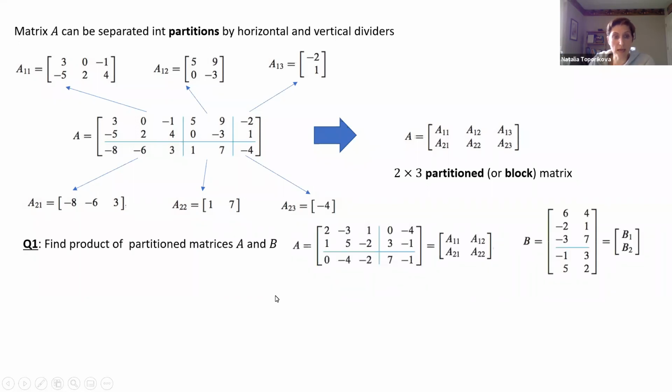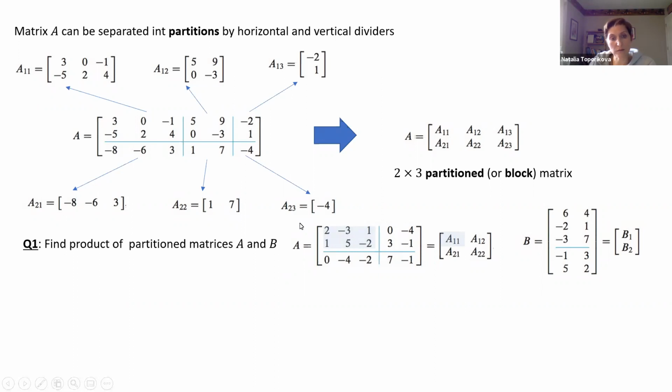For example, let's take two matrices A and B, and we partition our matrix A into 4 submatrices, A11, A12, A21, and A22, and our B we just slice horizontally into 2 parts. So B now became a vector consisting of 2 blocks, B1 and B2. So now let's see how the matrix operations work. Let's try to find the product of A and B.